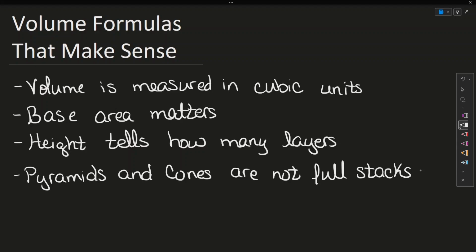And pyramids and cones are not full stacks. They taper, so they use 1/3. A few common mistakes students might make include mixing up surface area and volume, forgetting to find the base area first, using the slant height of the cone instead of that vertical height, forgetting the factor of 1/3 for pyramids and cones, or using square units instead of cubic units. These are all normal mistakes, and they can lead to excellent classroom discussion.